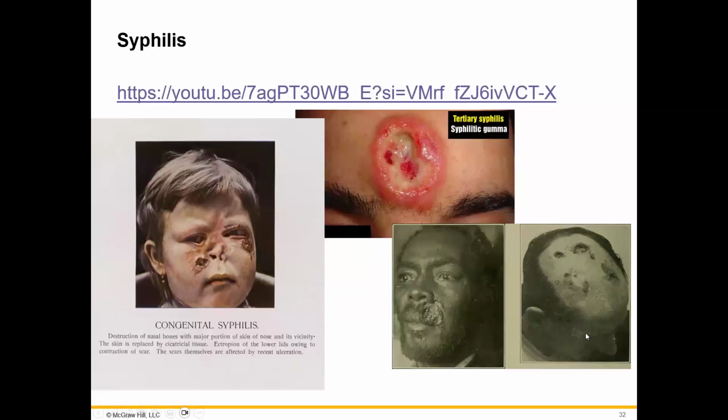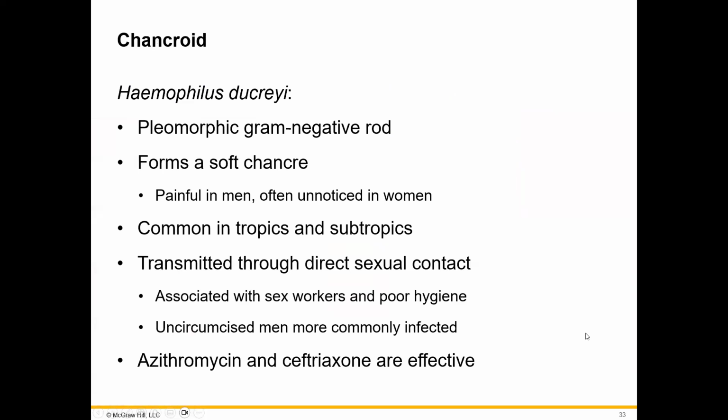All right. Moving on to chancroid. This is caused by the bacteria Haemophilus ducreyi. Again, it's a bacteria. It forms a soft chancre. And so this is painful in men, but usually not in women.